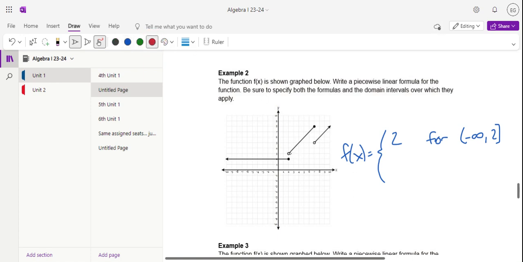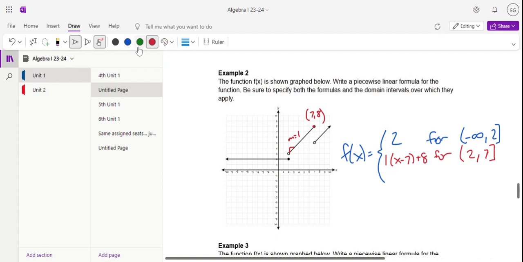Now, if I go to the next one, if I'm looking at this, we have a slope of up 1 over 1. So the slope is 1, and we have a lot of points. I'll use this point that's right here. That's at 7, 8. So I'm going to do a 1 as a slope, and then x minus 7, and on the outside plus 8. For an interval that goes from not including 2 to 7 and including 7. So there's my interval notation there.